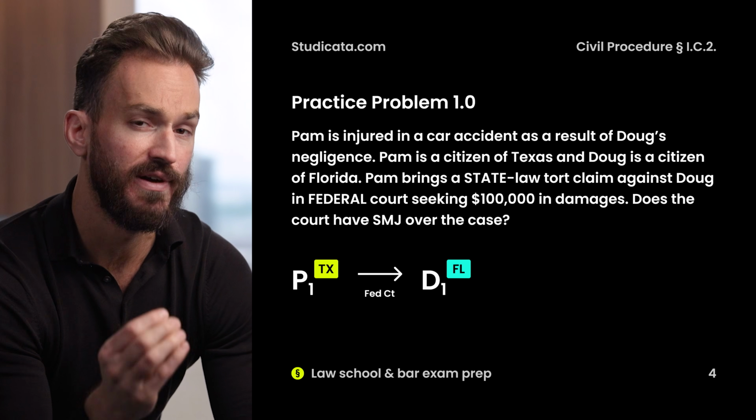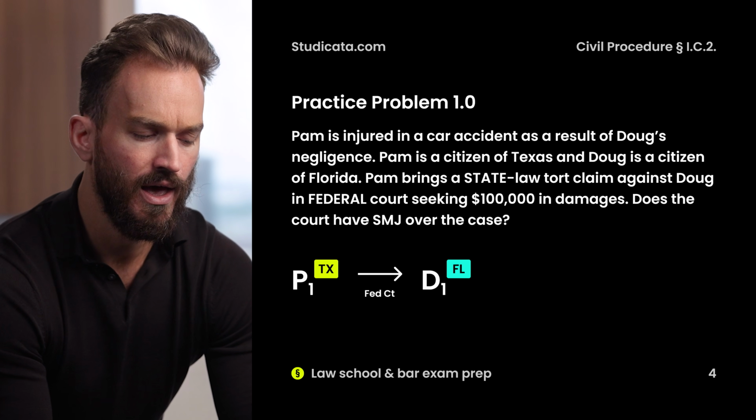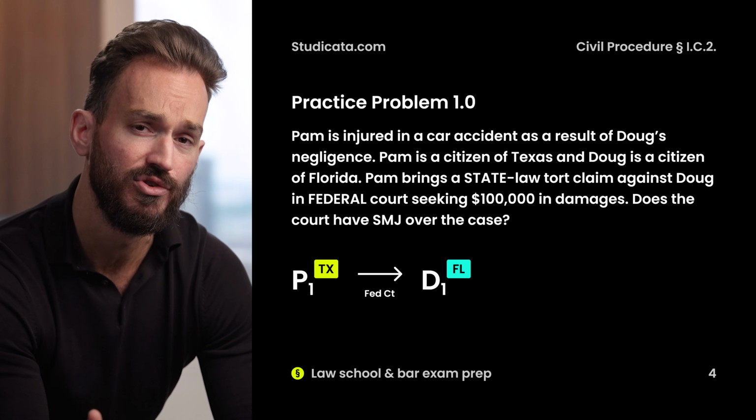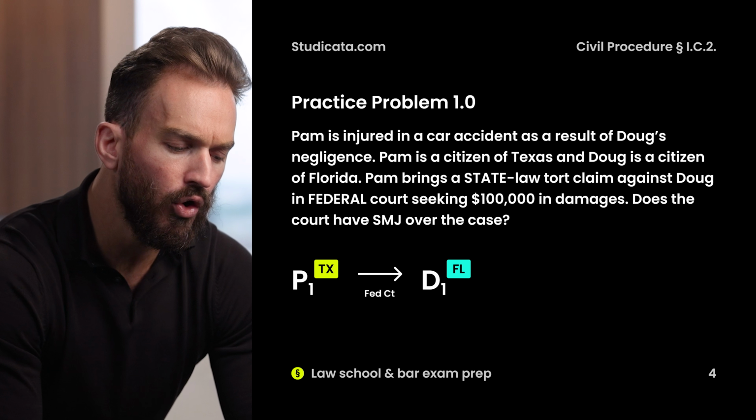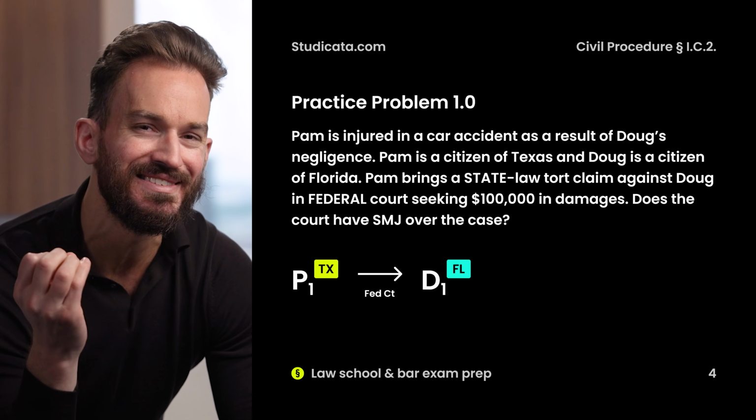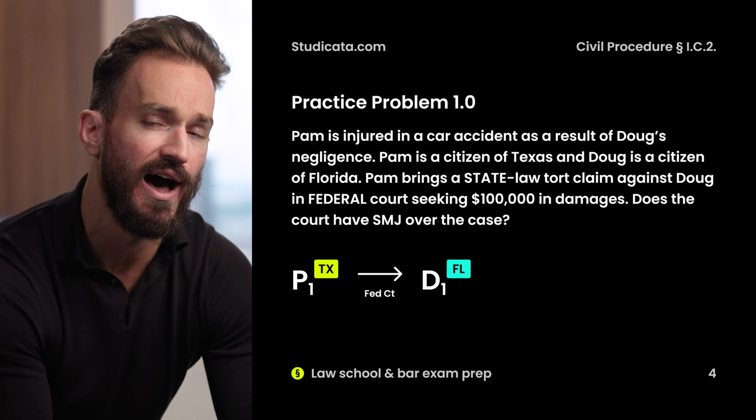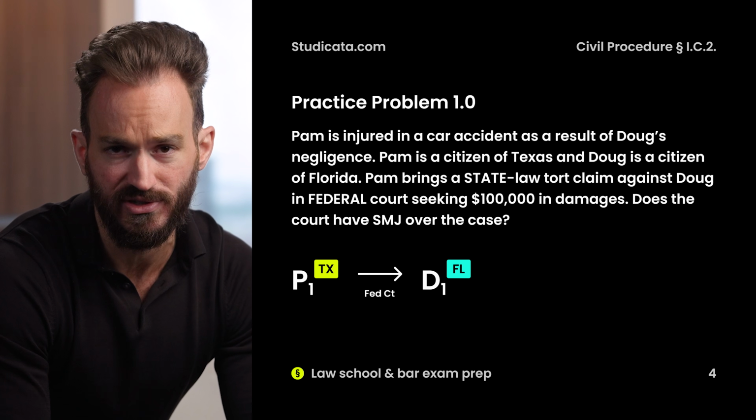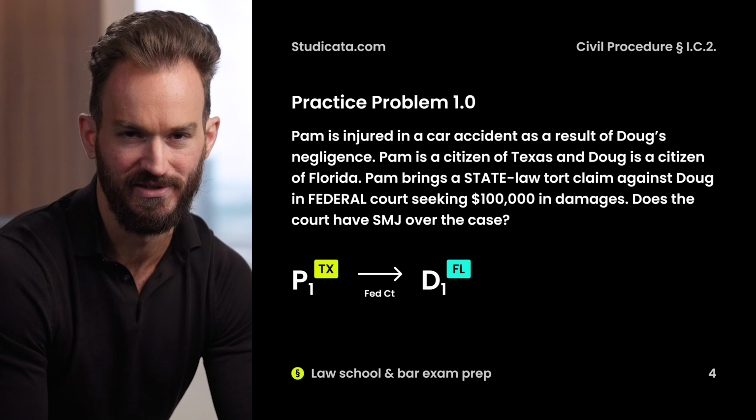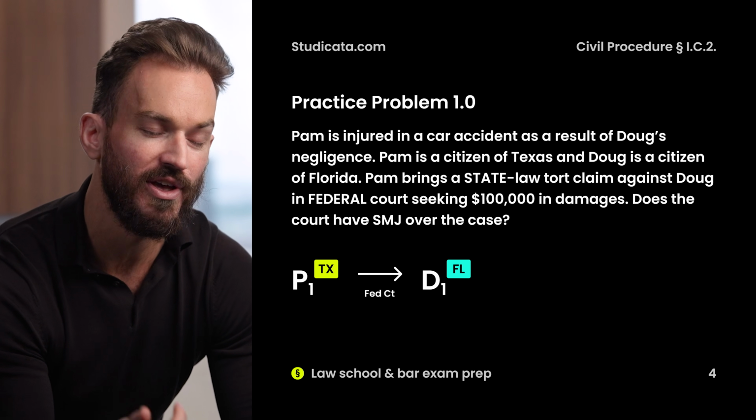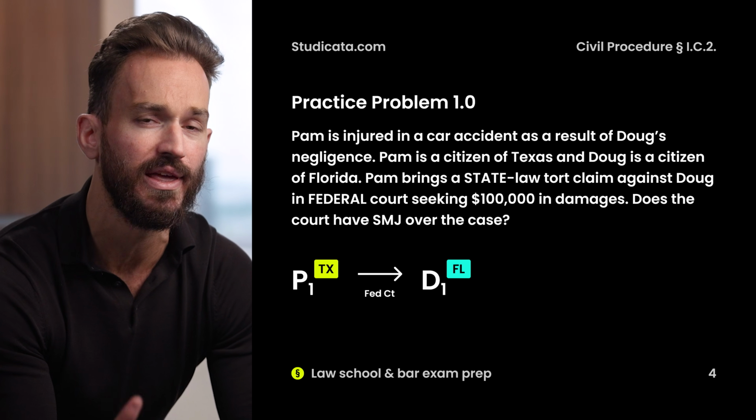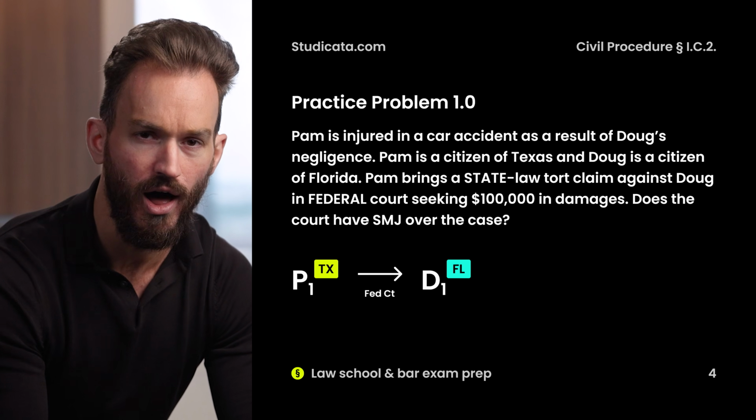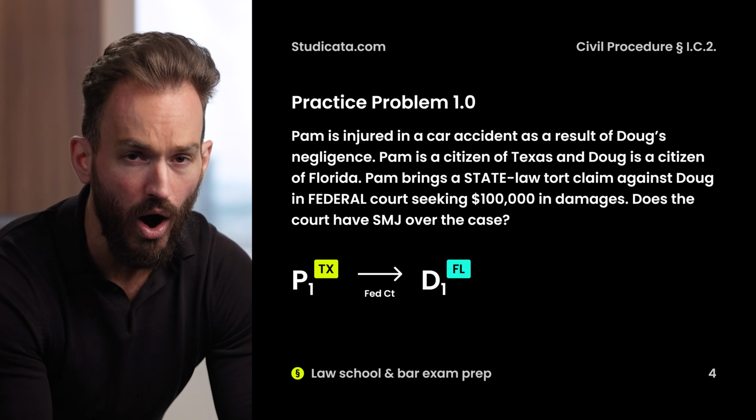And let's just think about federal question and diversity for a second, because these are the two main ways a federal court is going to obtain subject matter jurisdiction over a case. Well, here we see Pam is bringing a state law tort claim against Doug in federal court. So does the federal court have federal question jurisdiction over this case? This is a review of our last lesson. Remember, for a federal court to have federal question jurisdiction over a case, the cause of action must arise under federal law pursuant to Section 1331.